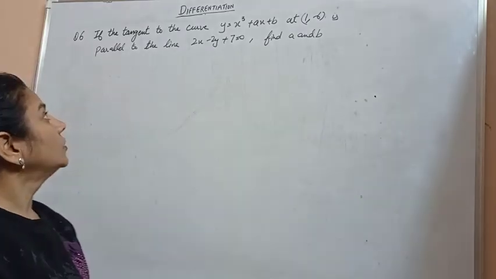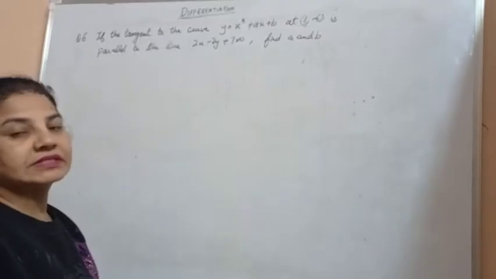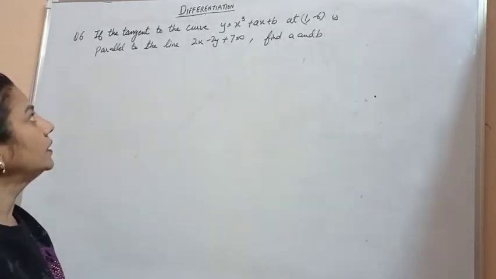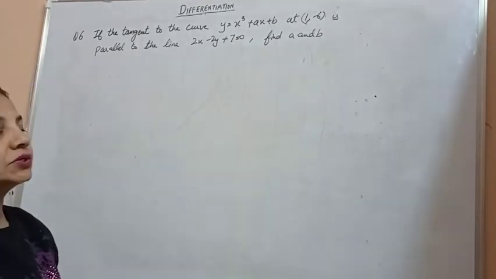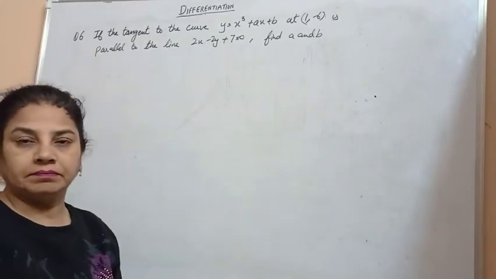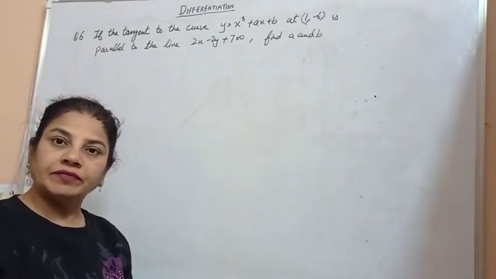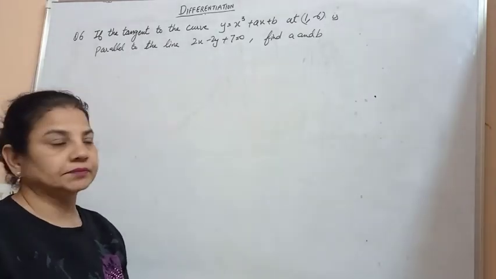If the tangent to the curve y is equal to x square plus ax plus b at point (1, -6) is parallel to the line 2x minus 2y plus 7 equal to 0, find the value of a and b. First of all, we calculate the slope of tangent and the slope of line.